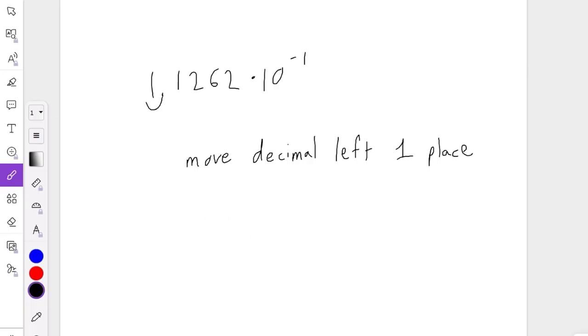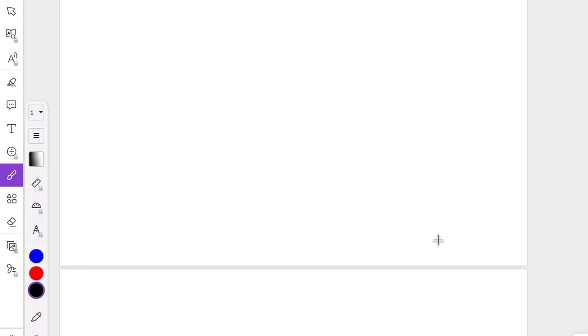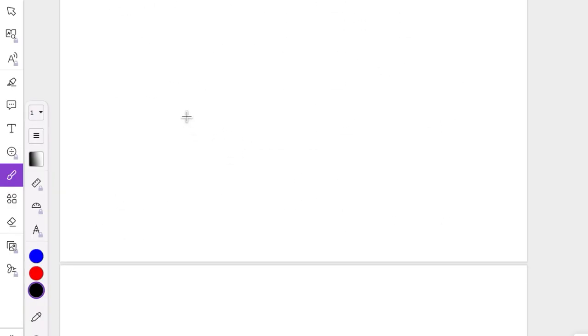And so if I move this over to the left 1, then that means my answer is 0.11262. And there we go. That's the answer. If you want to write this as .11262 and you don't want to put the 0 out in front, I would give you full credit for that, and I'm sure your teacher would too. So that's okay.